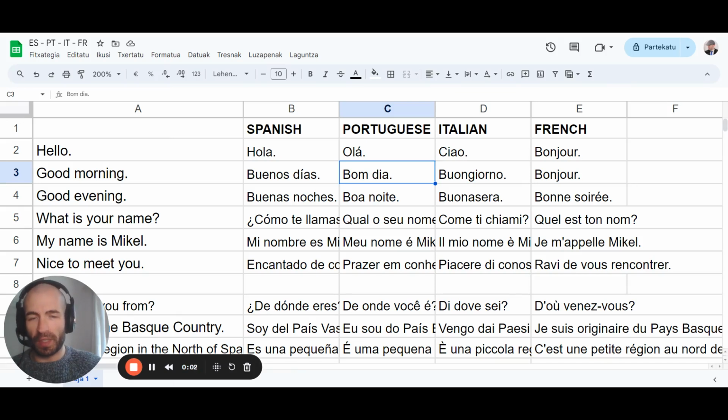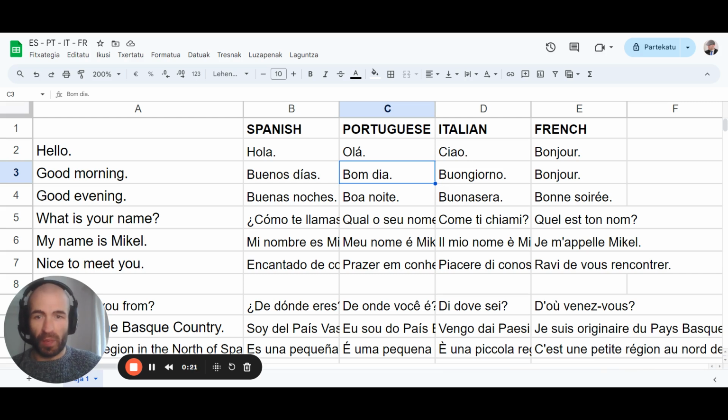This is a question I get a lot. How to avoid confusion when you're learning languages that are very similar to each other, like Spanish and Portuguese, Spanish and Italian, Portuguese and French, and so on. All these belong to the Romance language family. They all come from Latin.